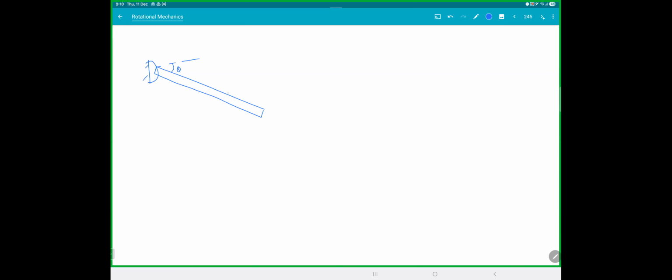When this ant is moving here, if you draw the FBD, we have the rod's mg and the ant's mg. This distance will be L by 2 cos theta, the perpendicular distance. And this will be x cos theta, the perpendicular distance. So if you take the torque about the hinge, that will be mg L by 2 cos theta plus mg x cos theta. So we know the torque.